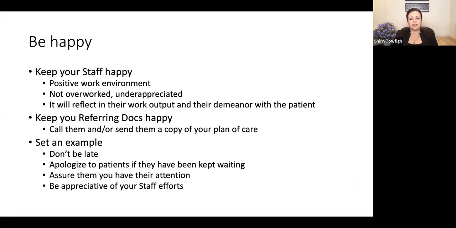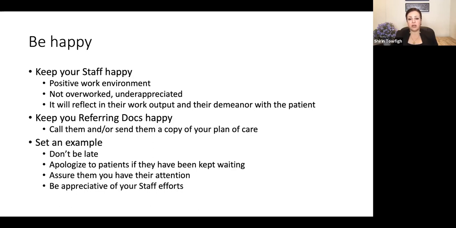And the very last thing is just, you know what? Everyone needs to be happy. Keep your staff happy. A positive work environment will show they won't be overworked or underappreciated, and that will reflect in their work output and in the demeanor they have with your patients.